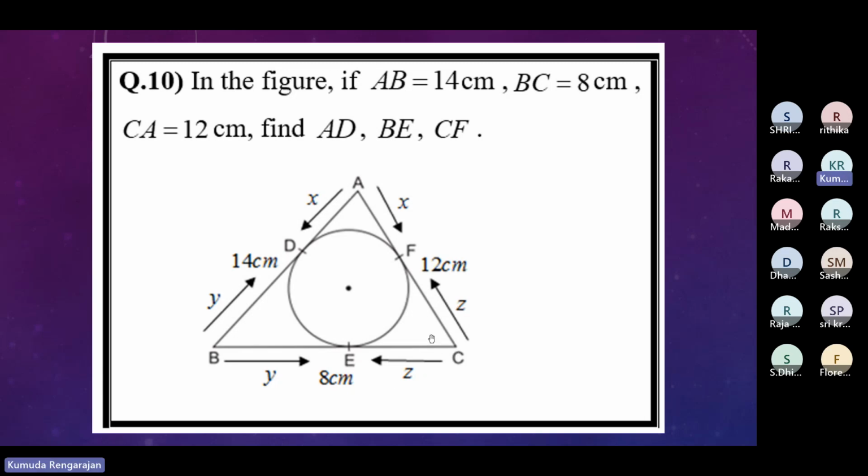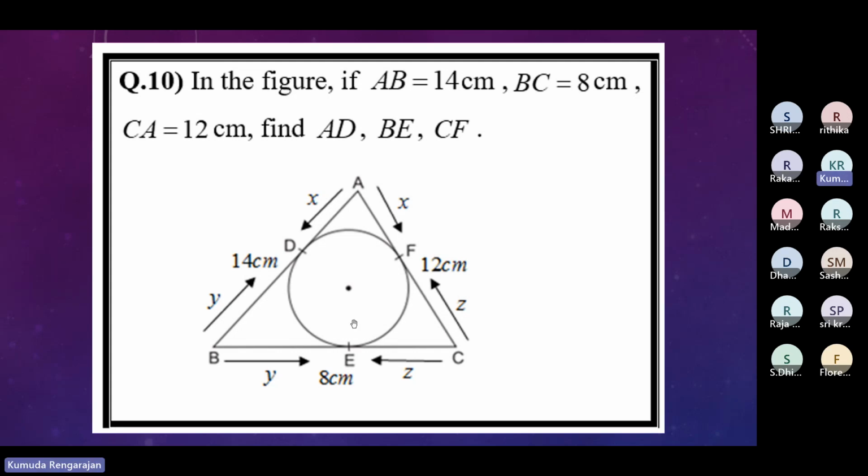So what are the equations you can make? X plus Y is equal to 14. X plus Z is equal to 12. Y plus Z is equal to 8. Because AB is 14, and what is AB? X plus Y is 14. BC is Y plus Z is equal to 8. And CA is X plus Z is equal to 12.